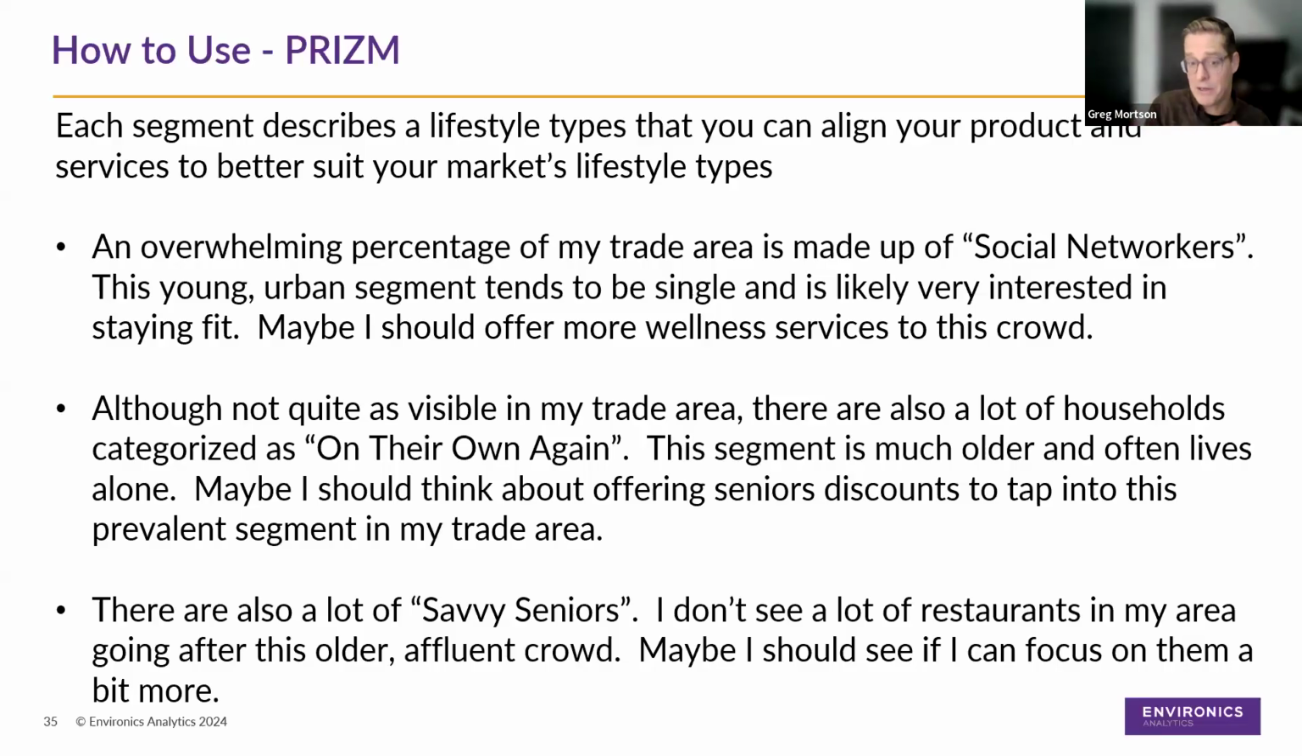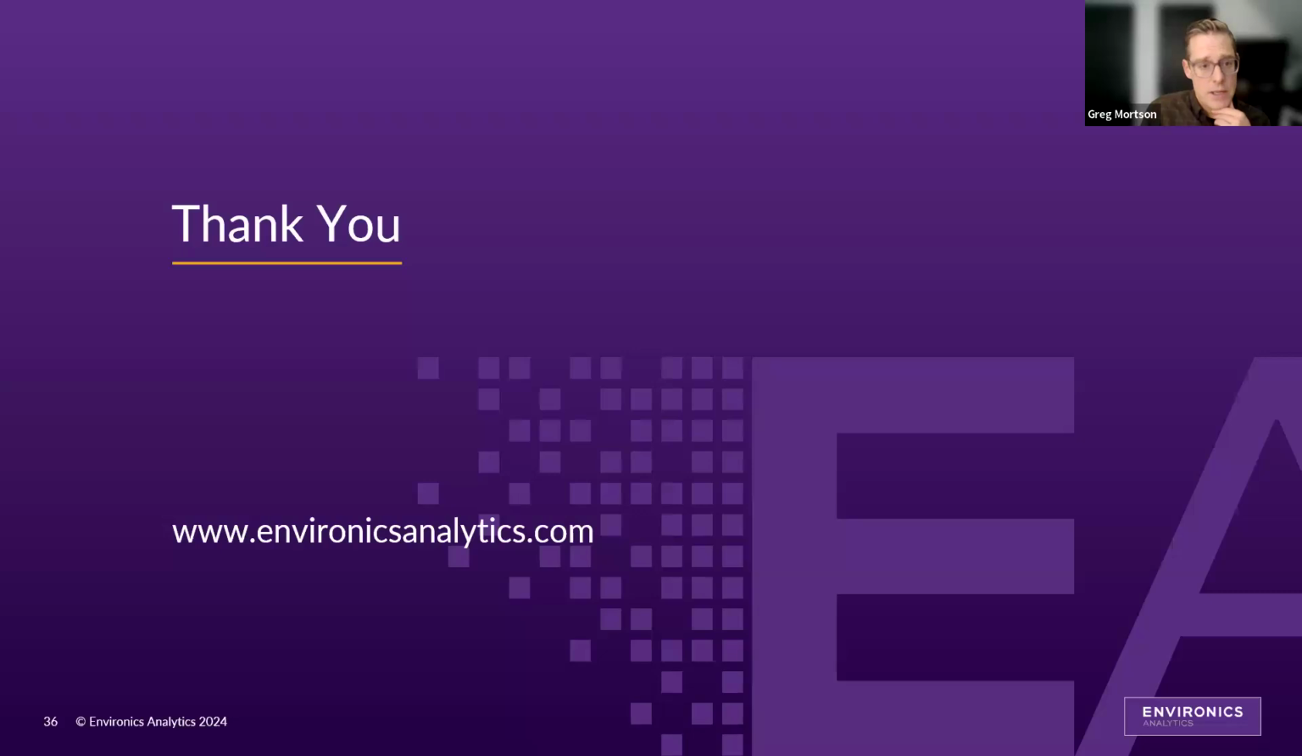And then finally, there may be a group like the Savvy Seniors. This is a more affluent, older audience, but they have money to spend. How do you tailor your services to this crowd, knowing that, let's say, 20% of the households in your trade area fall into this category? So it's a very important piece of information to help you really understand more about households and the audience there.